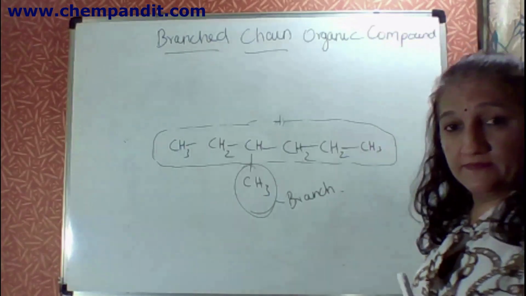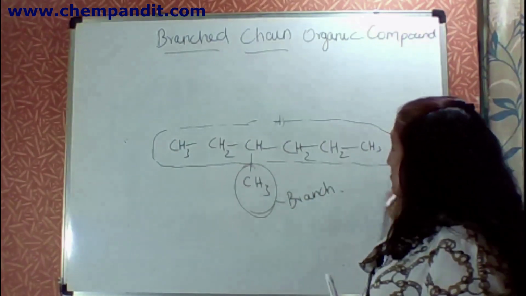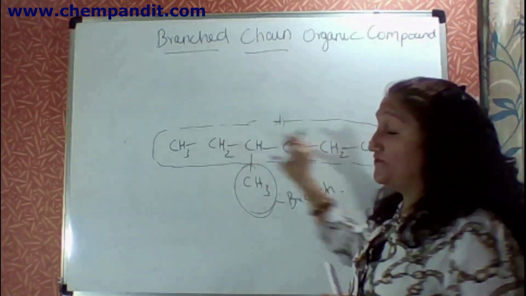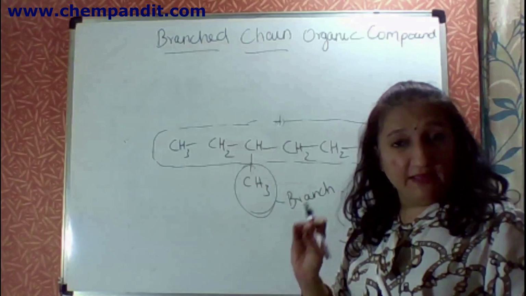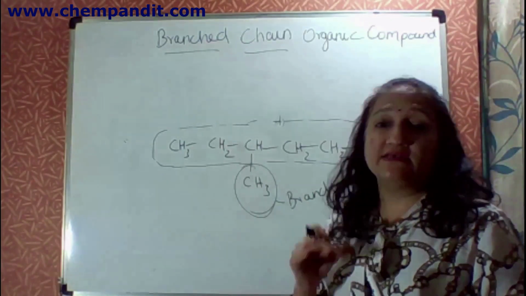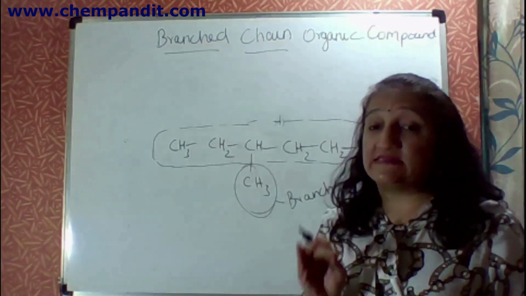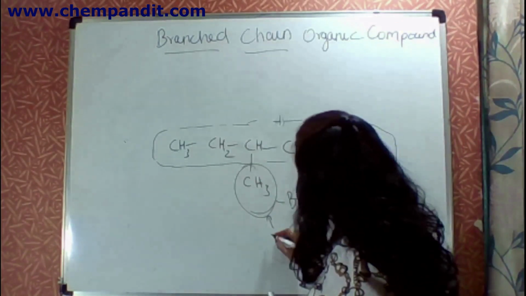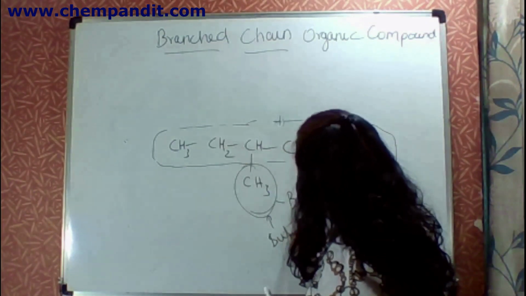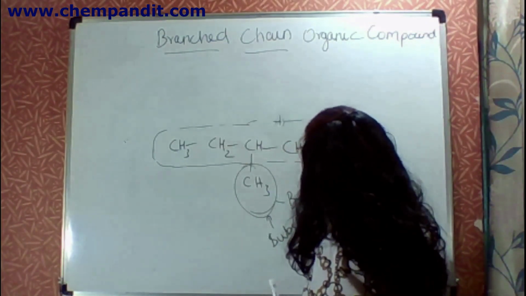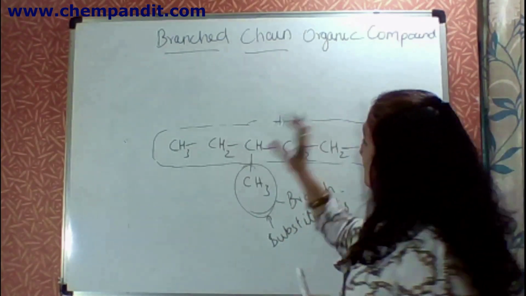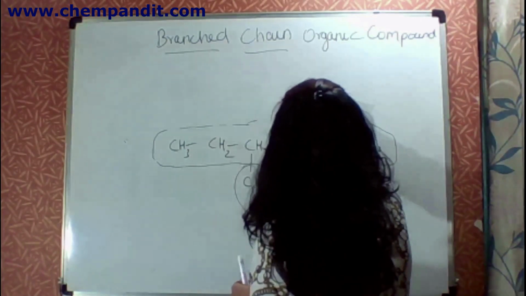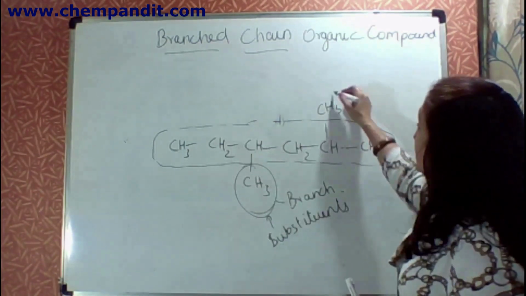Am I clear? A straight chain compound with a small group of atoms here and there, not falling within the main carbon chain, they are known as substituents. These group of atoms are known as substituents, and the compound is known as a branched chain. This compound may have a branch over here also, CH3. Again, this will be a substituent.